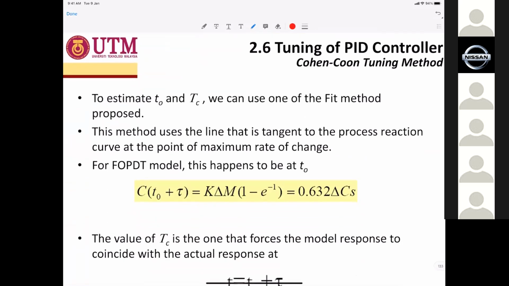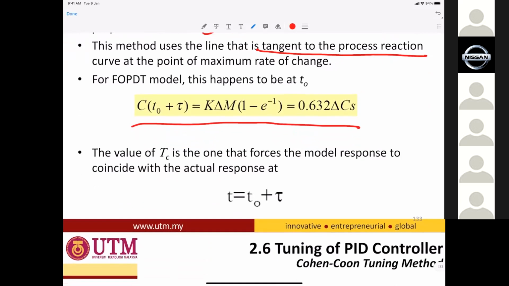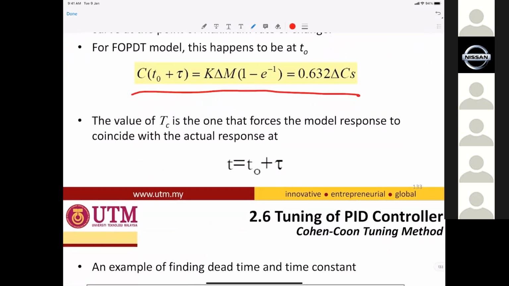So to estimate T0 and TC, we can use one of the fit methods proposed. This method uses the line that is tangent to the process reaction curve, at the point of maximum rate of change. For the FOPDT model, this happens to be at K delta M (1 minus exponent minus 1), which is 0.632 delta CS. So the value of TC is where the model response coincides with the actual response, which is T equals T0 plus tau.